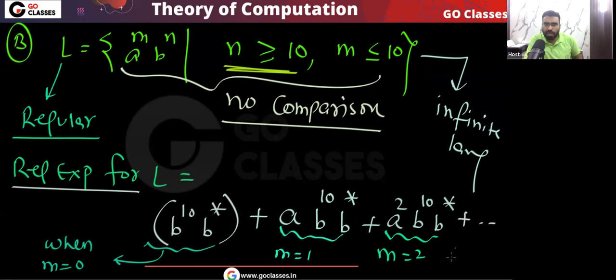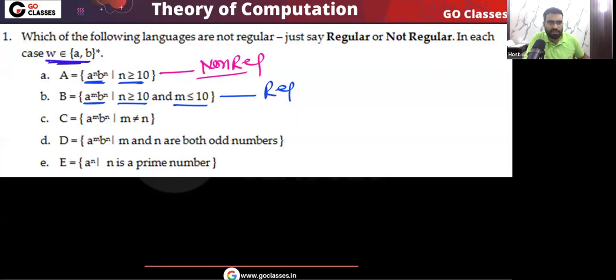And so on. At the last, what will you get? Remember, m can be 10 maximum. So it will be like a power 10, b power 10, b star. Is this clear? So I hope you understood. This is the regular expression for L. Very easily you can write. So this language is regular.